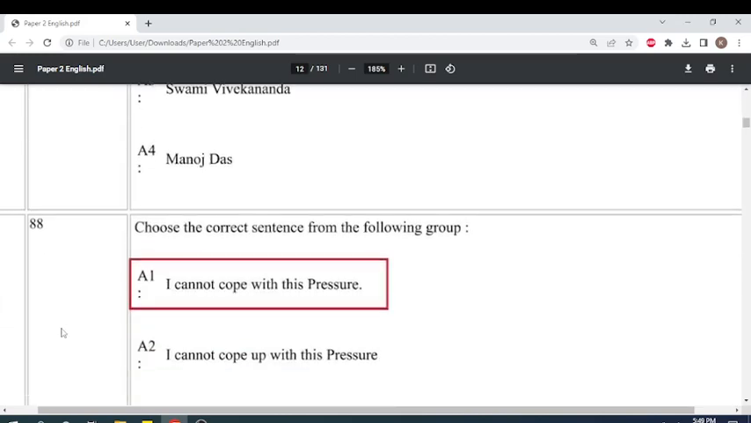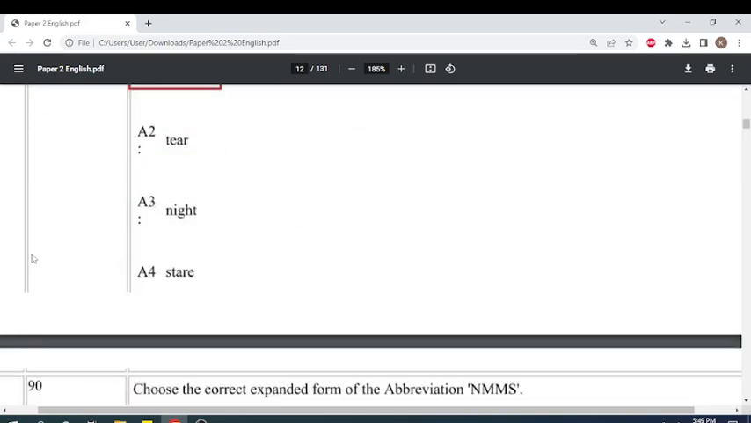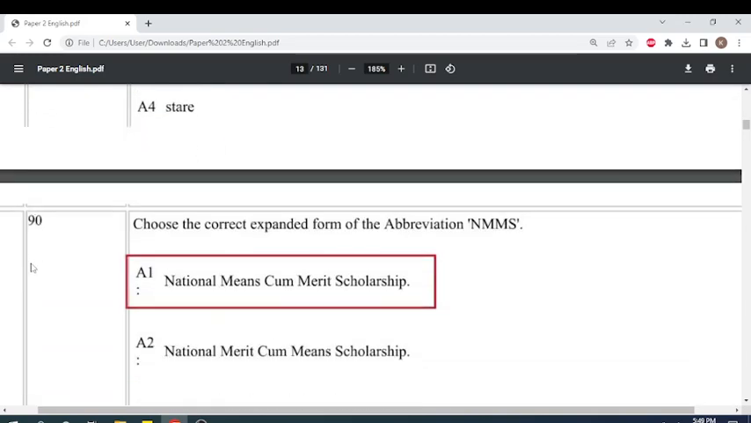88. Choose the correct sentence from the following group. Answer A1 I can't cope with this pressure. 89. Pick out the correct homonym from the given words. Answer A1 kind. 90. Choose the correct expanded form of the abbreviation NMMS. Answer A1. National Means cum Merit Scholarship.